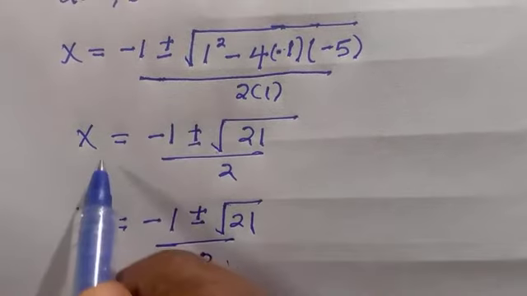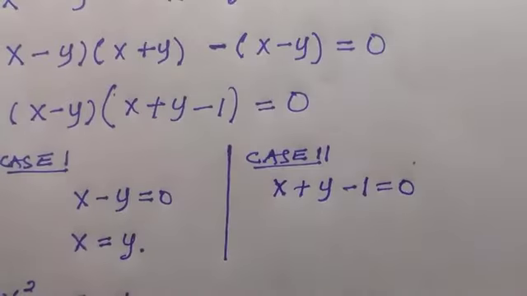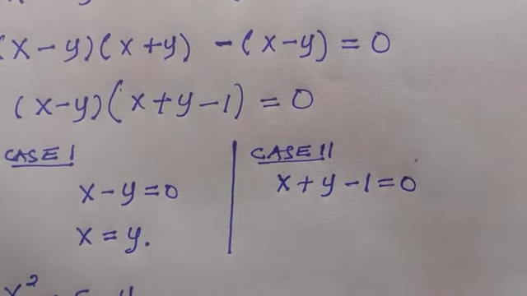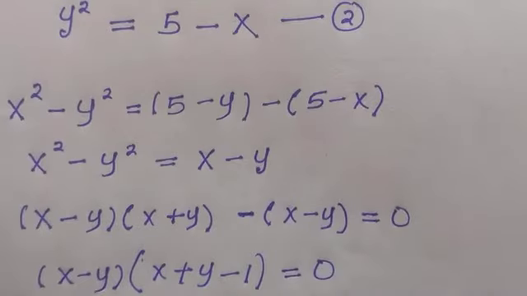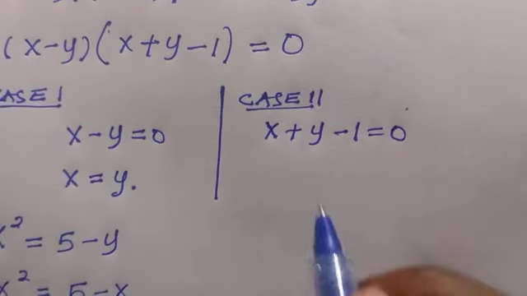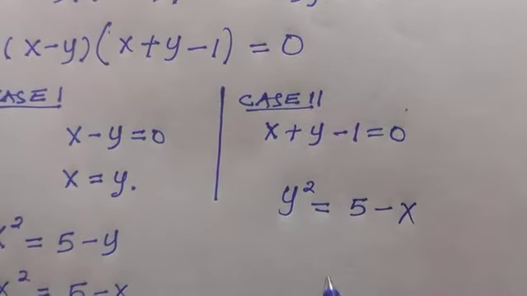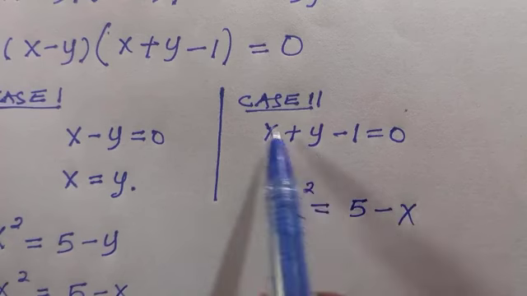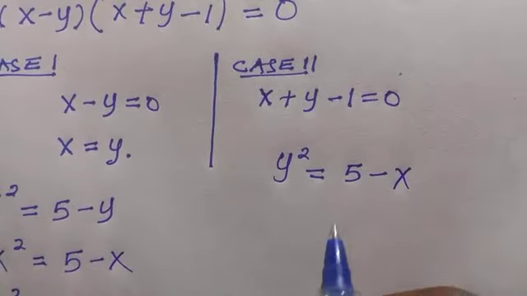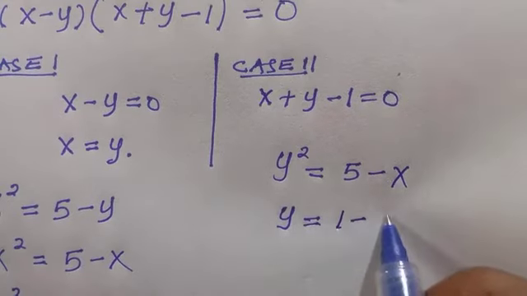So if these are the first solutions, then we can look at the second solutions when we plug this into either of the two equations above. Suppose I still use, okay, let me change the equation now. If I use equation 2, we know equation 2 states y squared equals 5 minus x. From this, x plus y minus 1, if I make y the subject of the formula, we have y equals 1 minus x.